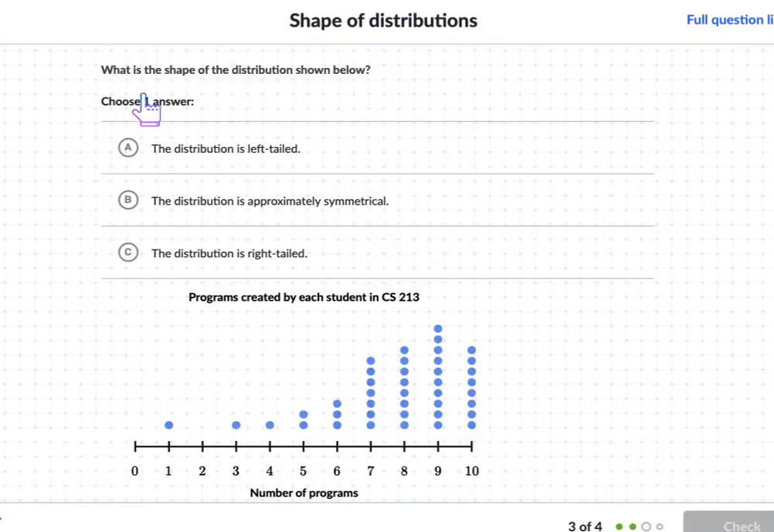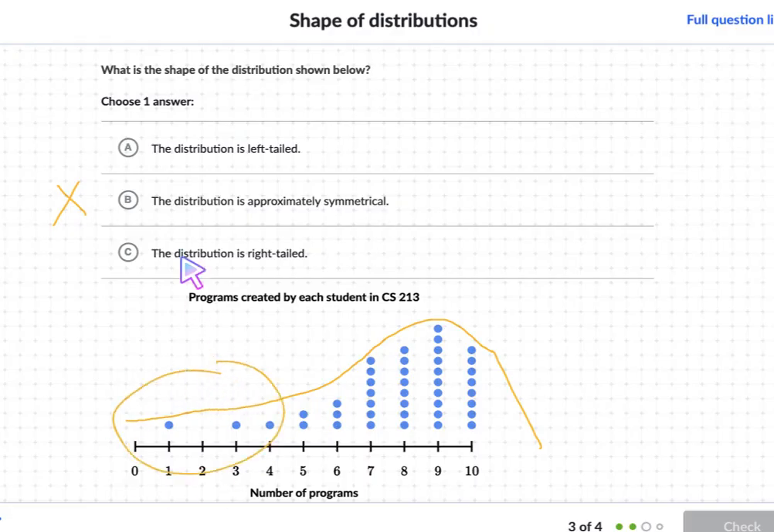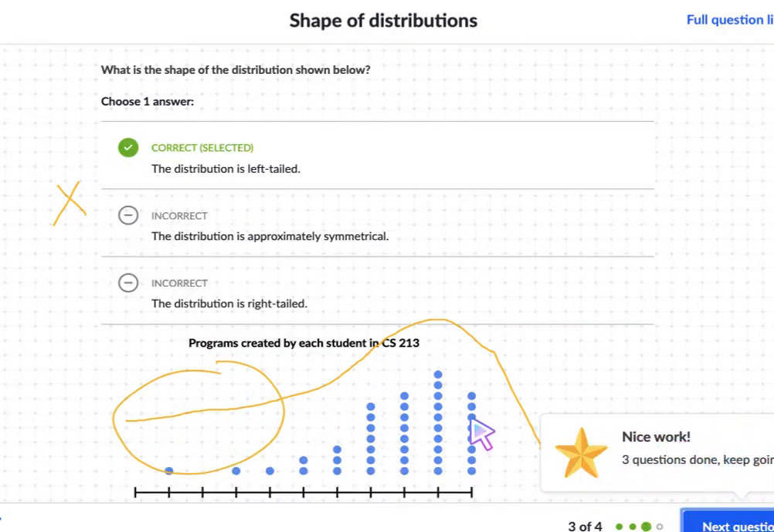One last one for these. What is the shape of the distribution shown below? Again, I'm going to draw my distribution. Long tail over there. And so this is not symmetrical. And the tail is on the left, so it's left-tailed. All right, those are your shape of distribution questions.